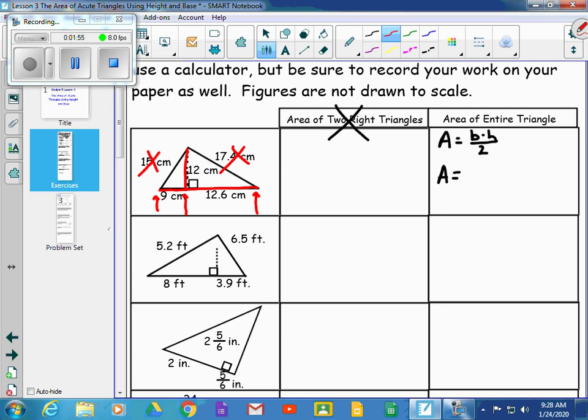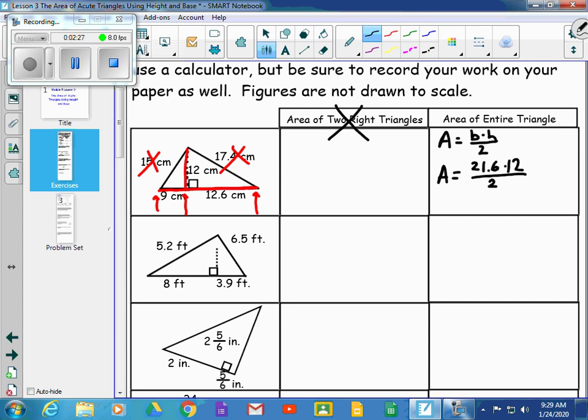And the point that it's perpendicular to the other corner is 12.6. But I want to know the length of that entire line. So to find the base, I've got to add those 2 up this time, because both of those parts are part of the entire whole base. So I'm going to add 9 and 12.6, and when I do, I get 21.6 as my base. My height is 12.